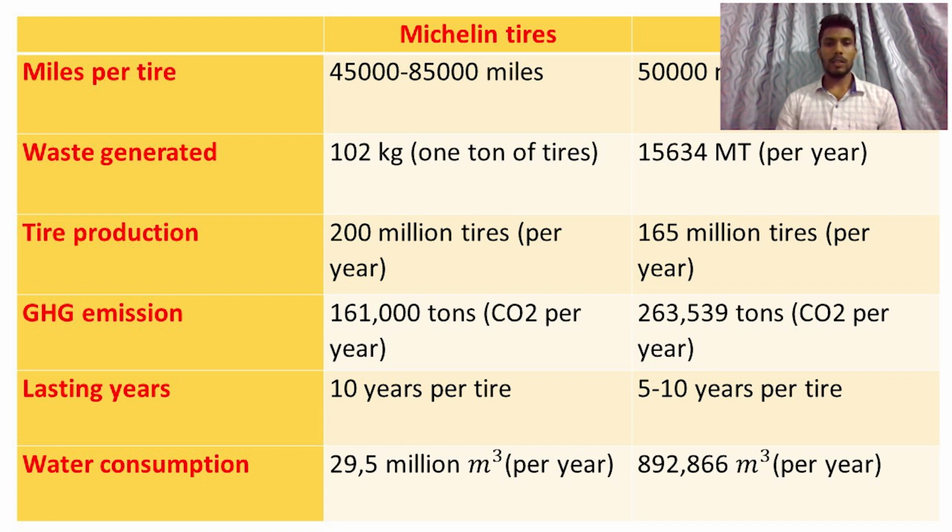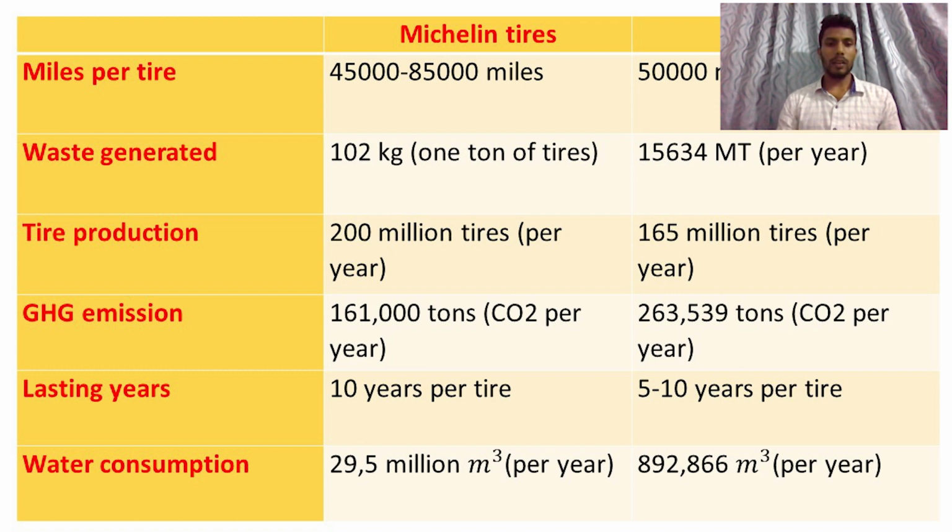Firstly, Michelin tires last between 45,000 to 85,000 miles per tire, produce 102 kg of waste for 1 ton of tire annually, emit 161,000 tons of CO2 per year, and consume 29.5 million cubic meters of water each year.